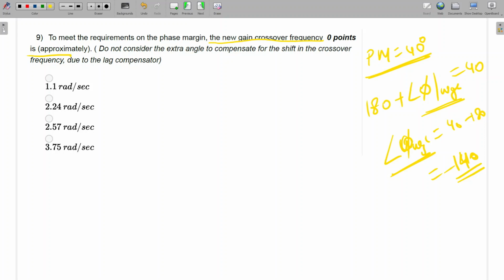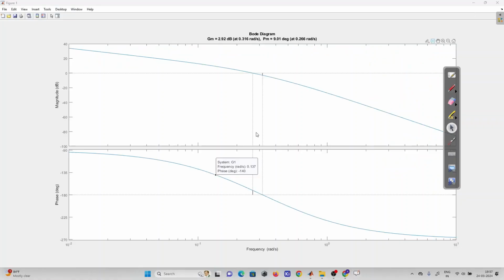The same thing we have observed in the MATLAB plot I just plotted. The angle we are getting is minus 140 at this point. We have to add some compensator such that the gain will become zero here. If the gain becomes zero here, then this will be our angle at omega gc, and our phase margin will be 40 degree. Is it clear now? Yes, sir.